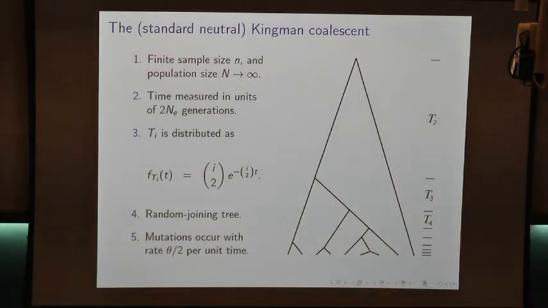We also find for a neutral model that it's a random joining tree. And then finally, when we're putting mutations back into the picture, this is a neutral model, we can separate the mutation process from the genealogical process. We can scatter mutations on these trees randomly. They happen along each lineage with a mutation rate of theta over 2. So this is just a description of the underlying coalescent model that people developed in the 1980s.